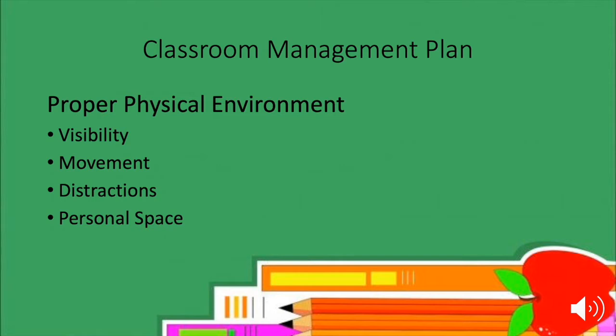First, it is important that the teacher has full visibility of all students and that all students have full visibility of the teacher. Second, both the teacher and the students should be able to move around the classroom easily when necessary. Third, distractions, such as windows or doors that students can see through, should be minimized when necessary.